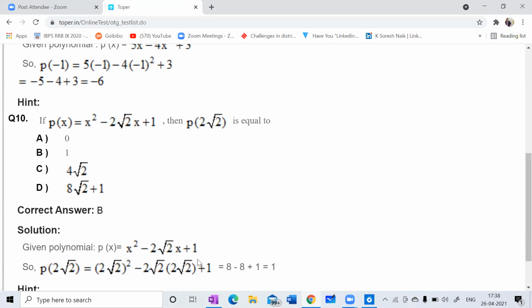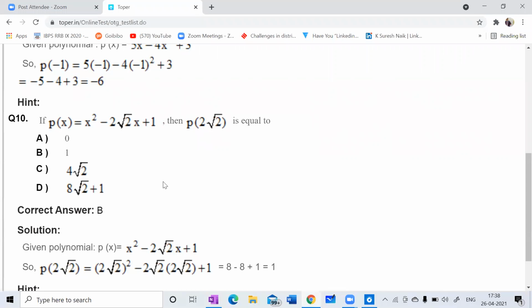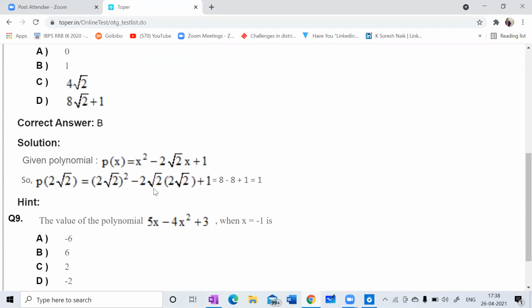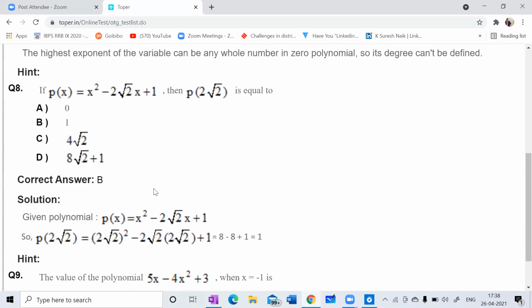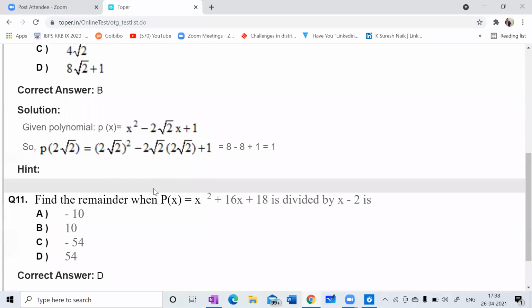No. We got 1 is the answer. For 10th question, what we got? See, we got the question repeated. Yeah, we got here 8th question and 10th question has been repeated. So same answer, 1 is my final answer. Are you getting my point?